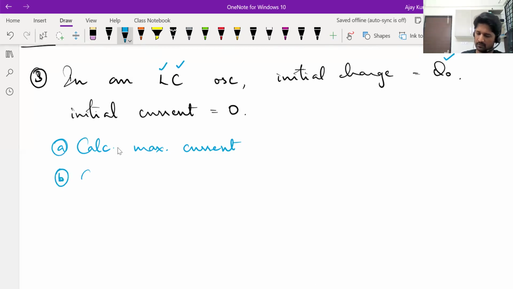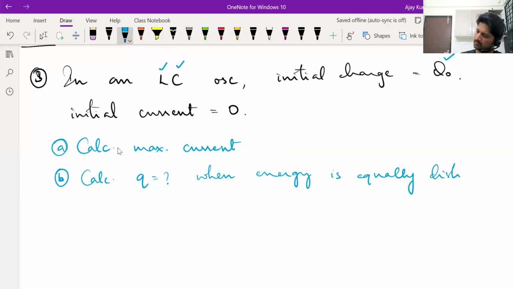Second part: calculate the charge on the capacitor when energy is equally distributed. They keep exchanging energy. There will be one instant when the capacitor stores an equal amount of energy as the inductor. From the capacitor it goes to the inductor, but in that process, at one instant they'll have equal energy. So calculate the charge on the capacitor when energy is equally distributed between inductor and capacitor. Try these two.